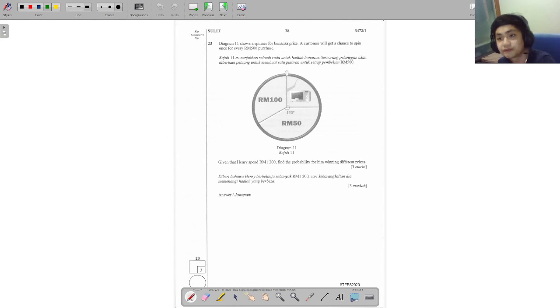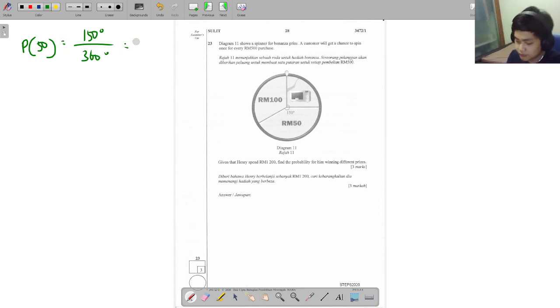So, okay, sure. Why don't we find the probability for getting a prize in the first place, right? So what's the probability of him getting 50 ringgit? To get 50 ringgit, we can play with the angle, 150 degrees over 360 degrees. This is simple probability. So 150 divided by 360 is just 5 over 12, right?